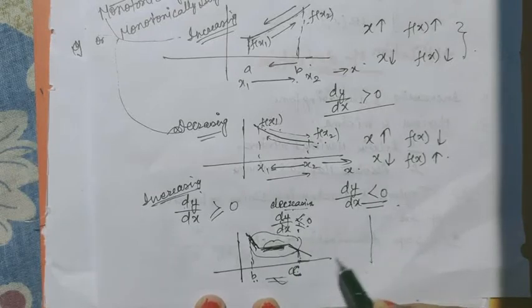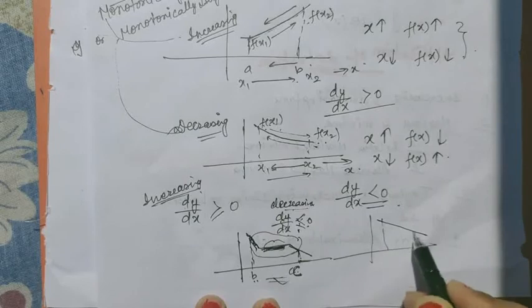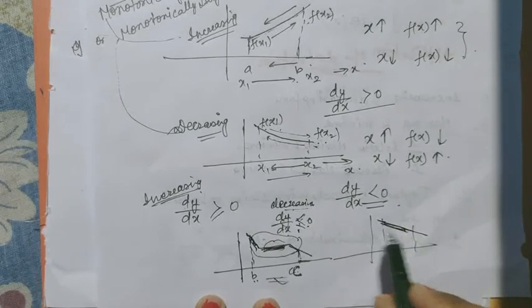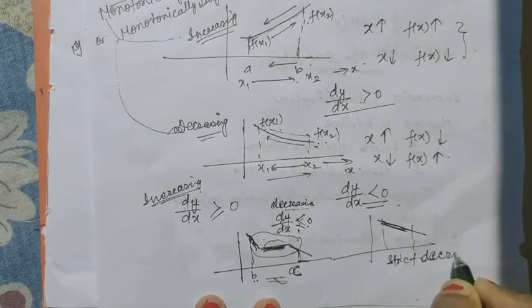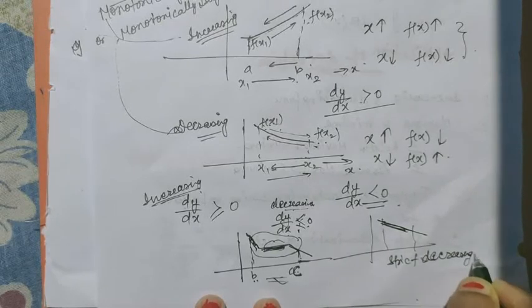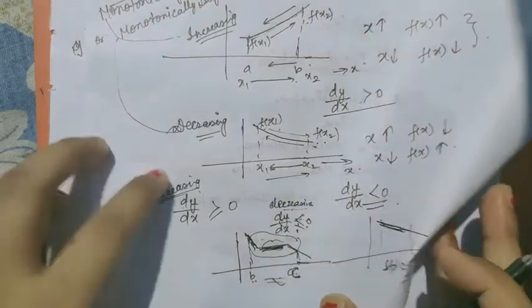But if a function is strictly decreasing, then it will be like this. There will be no point where the dy by dx value will be 0 in the strict decreasing case. Okay, now write some theory about it.